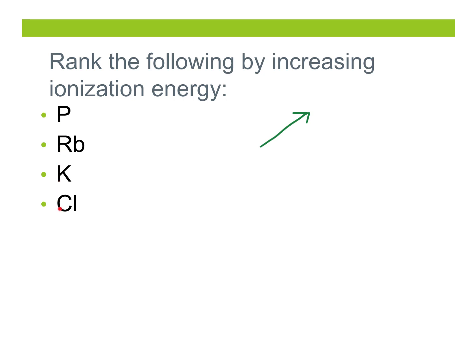So of these 4, which one is the most left and the most low? Okay, RB. So rubidium is all the way on the left and very low on the periodic table. Then which one comes next? Okay, next is potassium. All right, so that leaves phosphorus and chlorine. Between phosphorus and chlorine, which one's more on the left or bottom? Phosphorus. So then that makes chlorine the highest ionization energy.